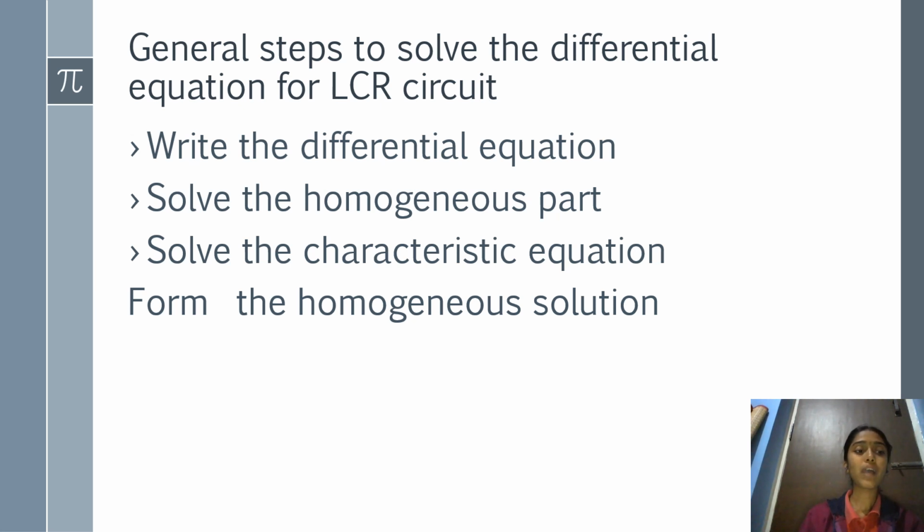Manipulate the equation to have the derivative terms on one side and other terms on the opposite side. Then solve the homogeneous part to find the homogeneous solution. Set the input voltage to 0 and solve the homogeneous part of the equation. This solution represents the natural response of the circuit. Then we have to form the homogeneous solution.